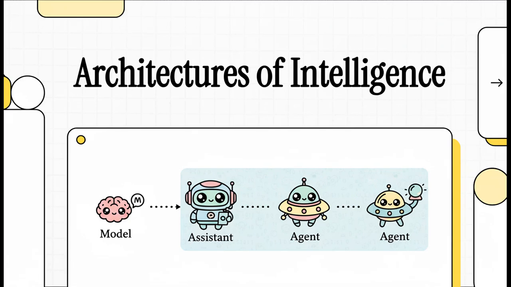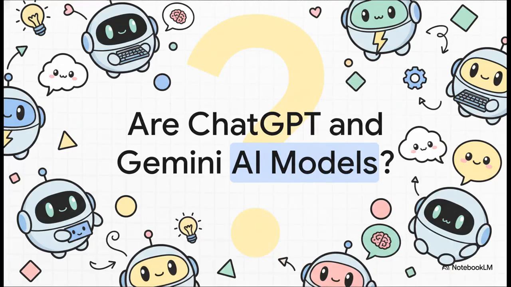Okay, so AI is literally everywhere, right? But let's be honest, all the terms get super confusing. Model, assistant, agent, what's actually the difference? We're going to break it all down and build a super clear map of how this whole architecture of intelligence really works. All right, let's just jump right in with a question for you.